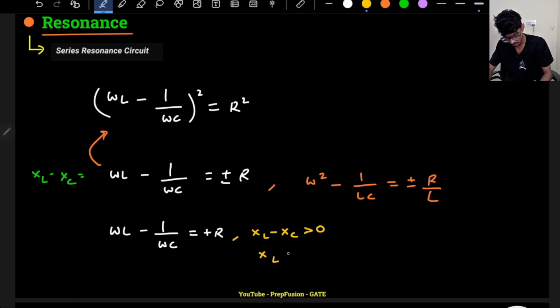So XL minus XC is positive, XL is greater than XC. So what does it mean? Basically it means that the circuit is inductive. That is what it means.